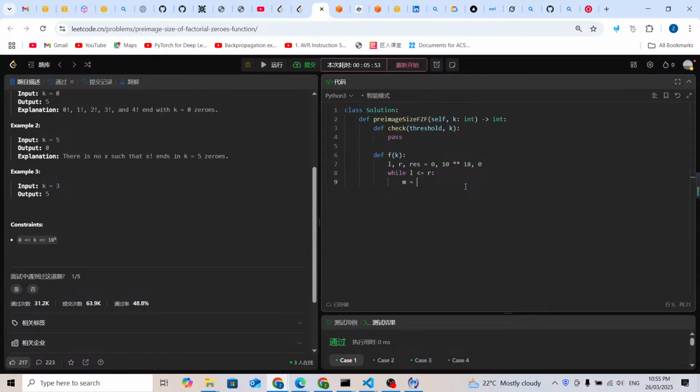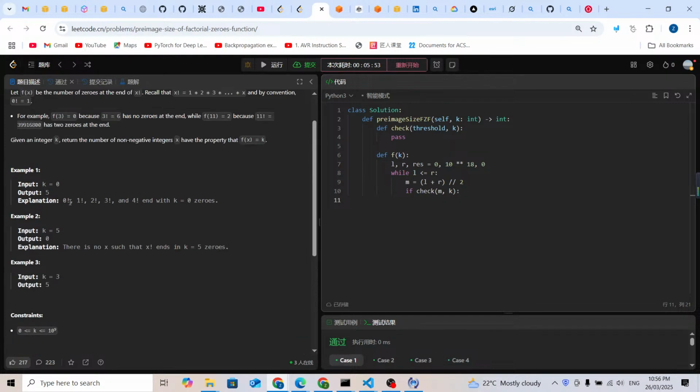So here I'm going to use M. It's going to be L plus R integer-divided by 2. Now I'm going to use the check function. So if check M with k, I'm going to use this value k, and if this is valid, it means I meet the condition. For the first example, maybe there are 0 trillion zeros, but I want to find the smallest number. How can I find the smallest number? So R is going to be M minus 1. Else, if it is not possible, L is going to be M plus 1.